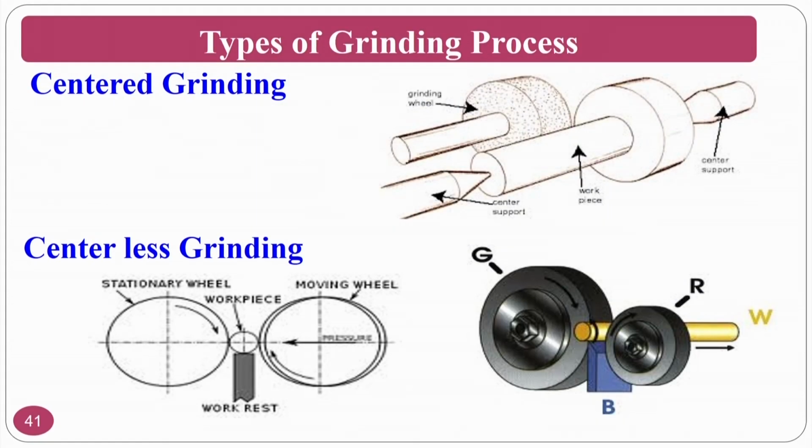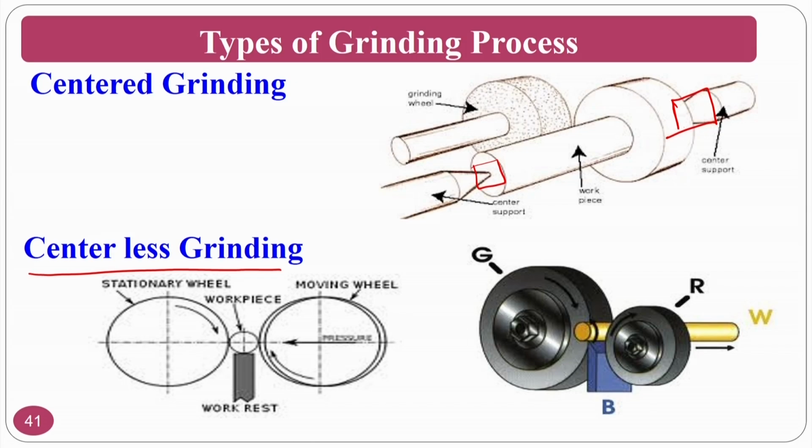Practically, how does it look? Centered and centerless grinding. Centered means you have two centers; normally in a lathe the workpiece is held between the dead stock and live stock. Here there is no such requirement. Centerless grinding normally has a stationary wheel and a moving wheel. The stationary wheel is like a regulating wheel, and a work rest is there, so that you can remove material on irregular surfaces.